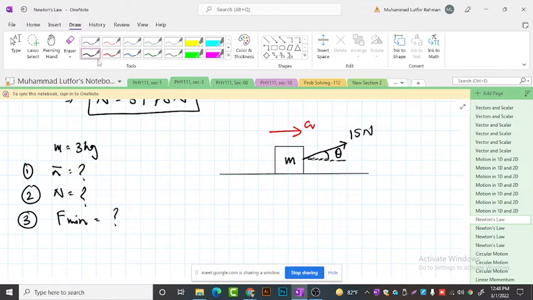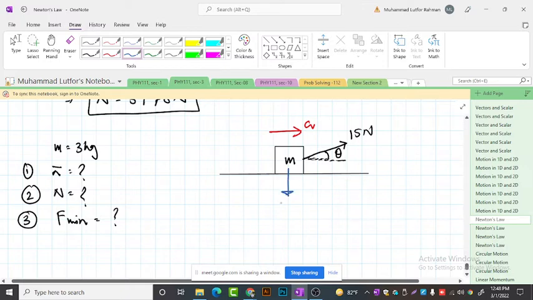Fine, let's draw the free body diagram. This should be your mg, since we are still considering a frictionless surface. This should be your normal force, this should be your 15 cos theta. Theta is given. Theta is 38 degrees, and this is 15 sine theta. Right? This is the case.